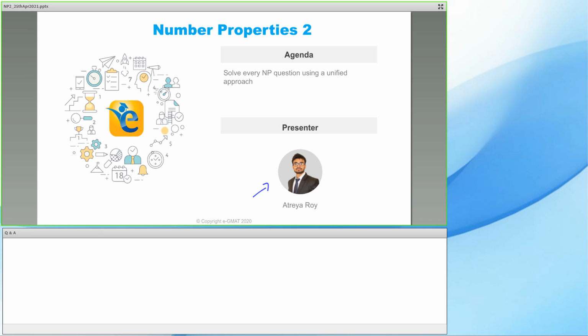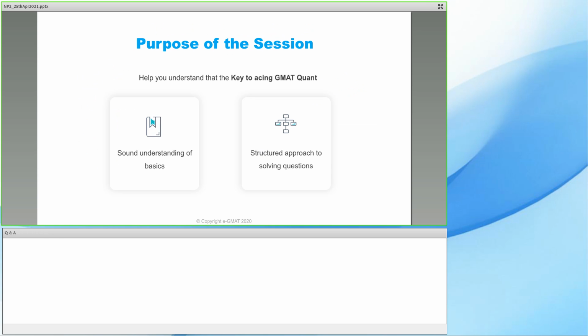So the core agenda of today's session is to solve every NP question using a unified approach. What do I mean by that? The idea is not to give you a horses-for-courses approach. The idea is not to introduce a different logical framework for each question. That doesn't scale. The idea is to identify one method, one process that works for all kinds of divisibility and remainder questions, irrespective of difficulty level. The tough questions, the easy questions, it doesn't matter. The method should work. The process should work. That's one of our core objectives today.